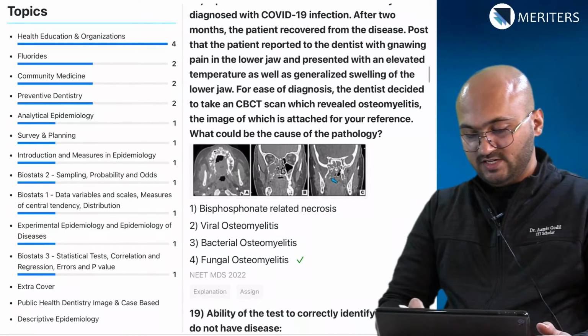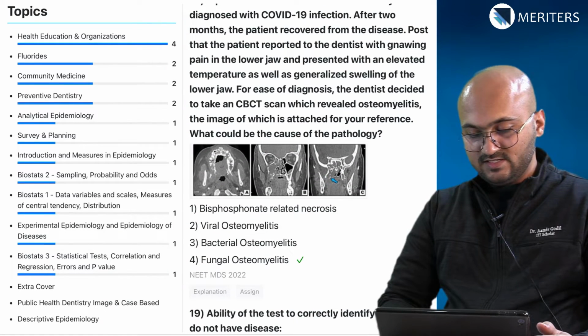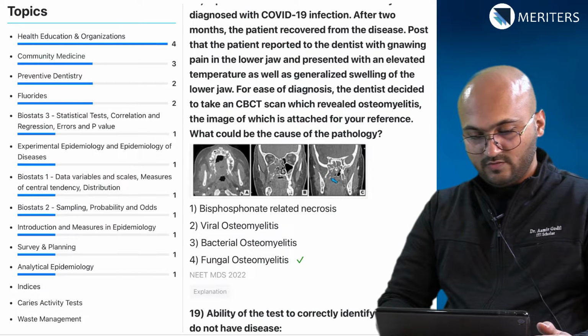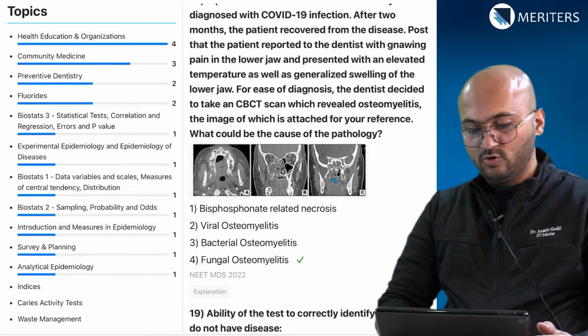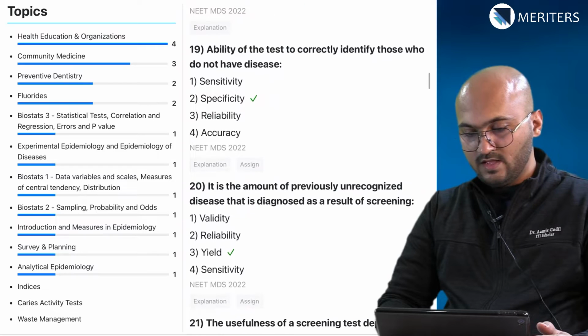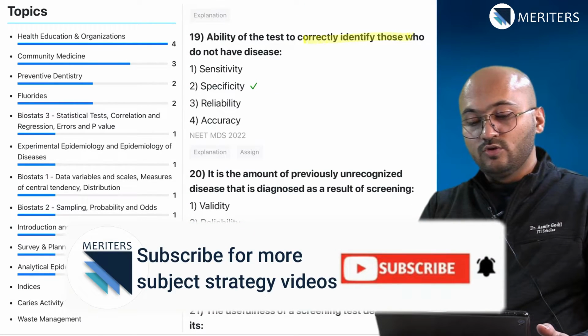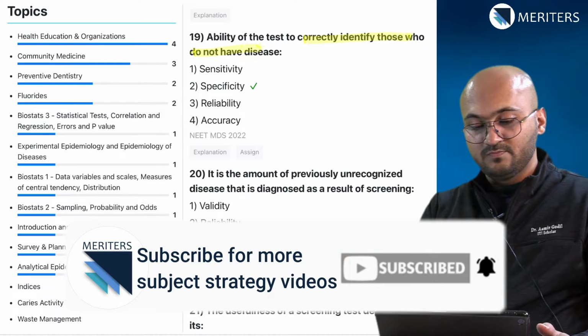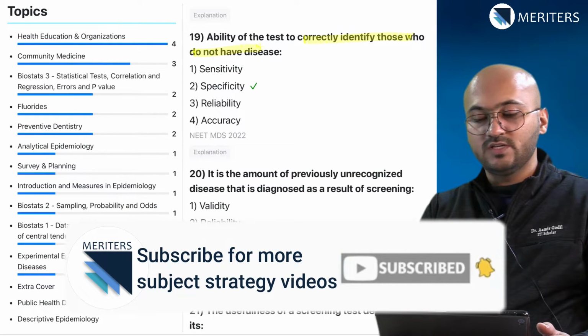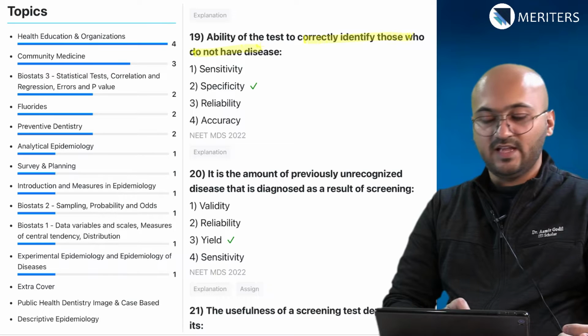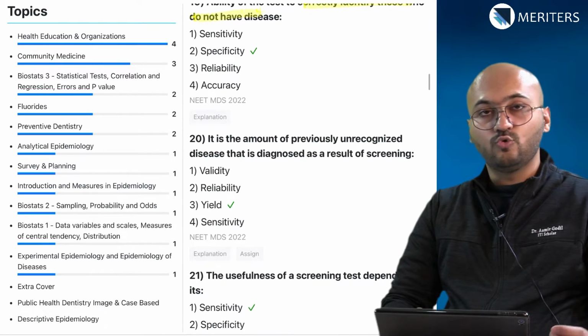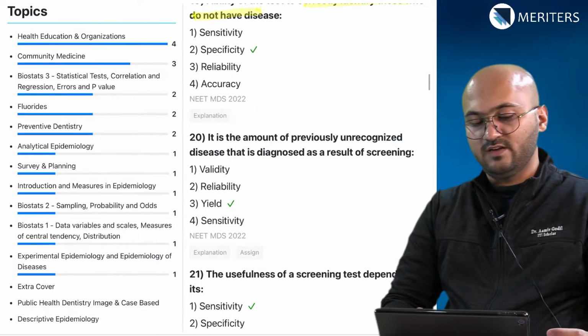Then next question is on osteomyelitis. This is fungal osteomyelitis. So we'll put them in community medicine with Mucor. The ability of the test to correctly identify who do not have the disease is specificity. Now you must know the definition of sensitivity and specificity. True negative, true positive, false negative, false positive.